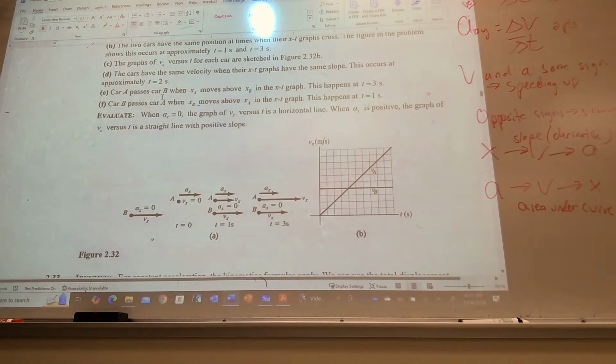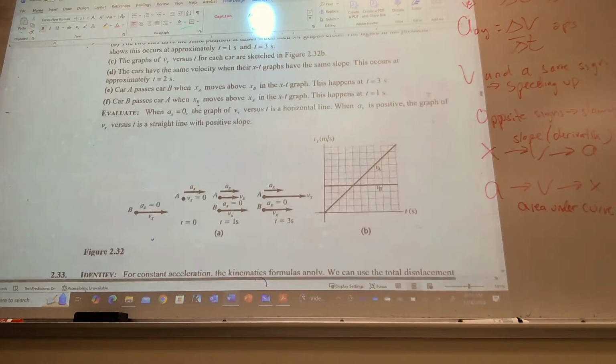Then E, at what time, if any, does car A pass car B? That's also pretty clear, right? When does that happen? 3. Right, 3 seconds. Does car B pass car A? That's at 1 second, okay?